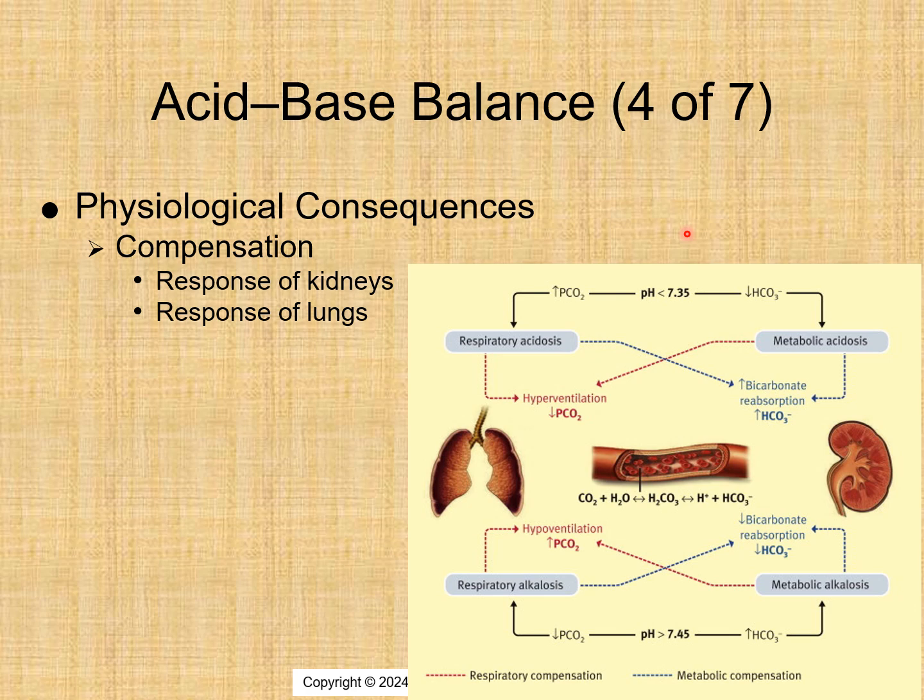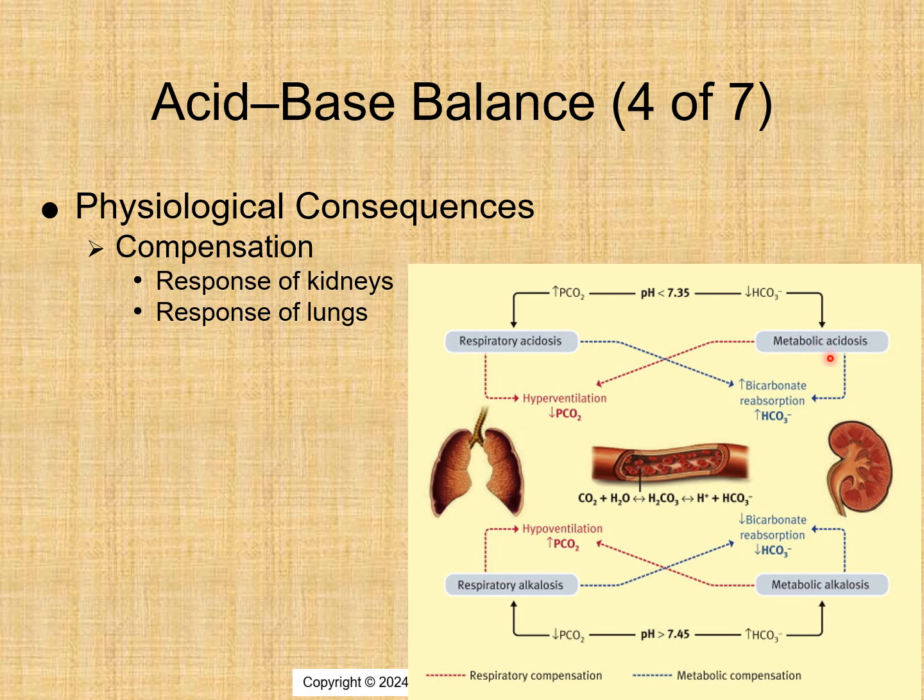Compensation is the body's attempt to restore that pH back to the normal range of 7.35 to 7.45. In this graphic, the dotted pink lines refer to respiratory compensation and the dotted blue lines refer to metabolic compensation. So let's say that we have a patient that is acidotic and it's a respiratory issue, so they're in a state of respiratory acidosis. Then the body's compensation mechanism is going to be an increase in the reabsorption of bicarb in an attempt again to pull that pH over to the right.